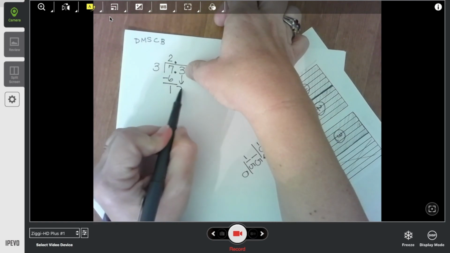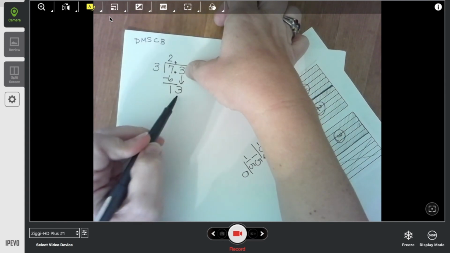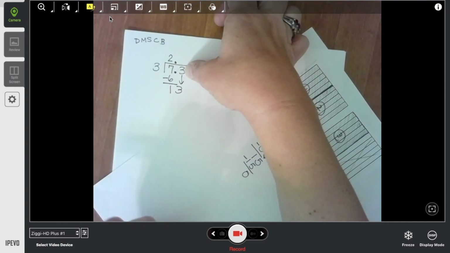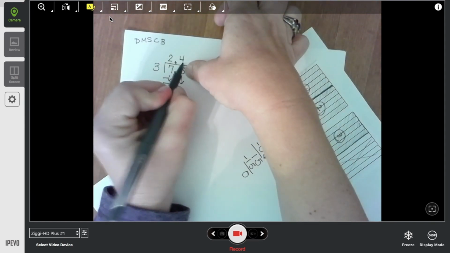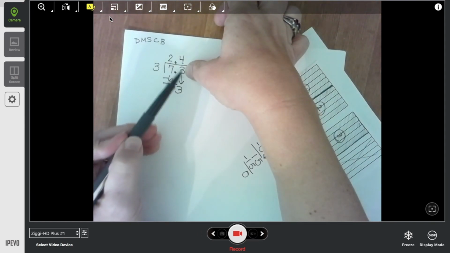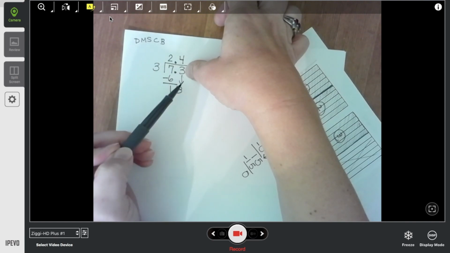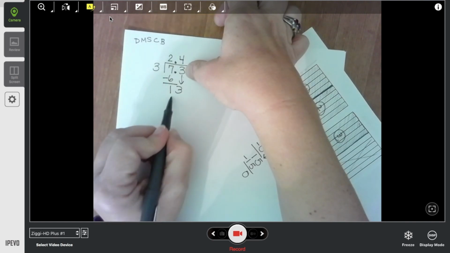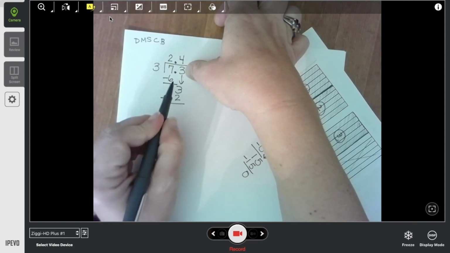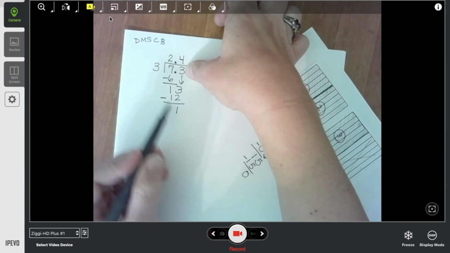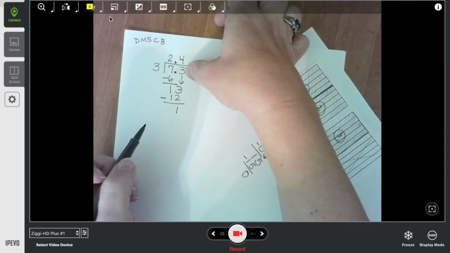We're going to drop down the 3. How many 3's go into 13 now? 3 times 4 is 12. 3 times 5 is 15, too high. So we're going to stick with 4. The 4 goes directly over the number that I dropped, so I keep my place value. 4 times 3 is 12. 13 minus 12 is 1. 1 is smaller than 3, so I'm good to go.